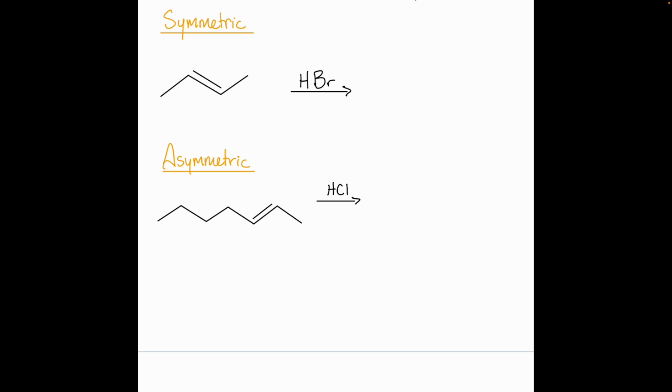Okay, now I'm making this distinction here because I'm going to tell you that you actually get two products when you use an asymmetric alkene. Take a minute and see if you can't figure out why we would get two distinct products with an asymmetric alkene.